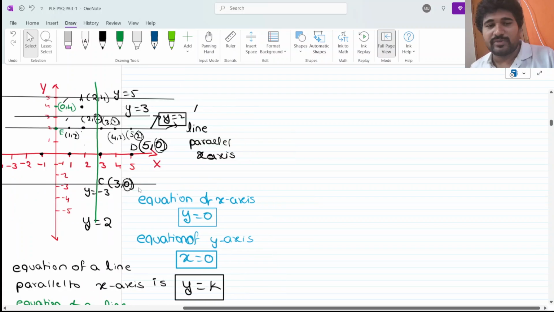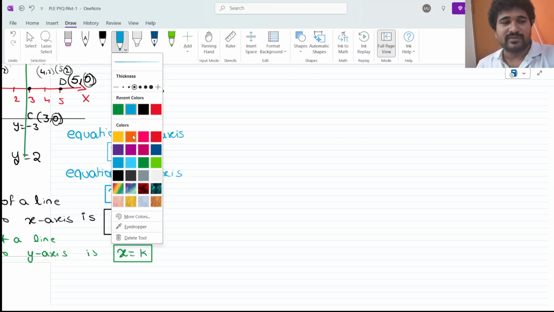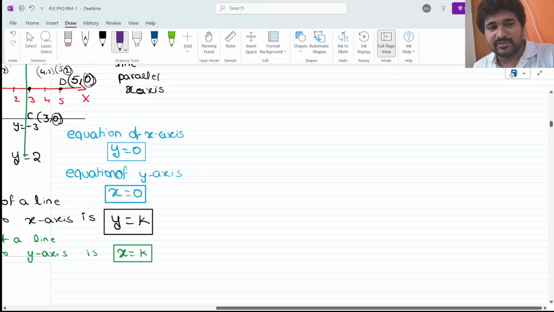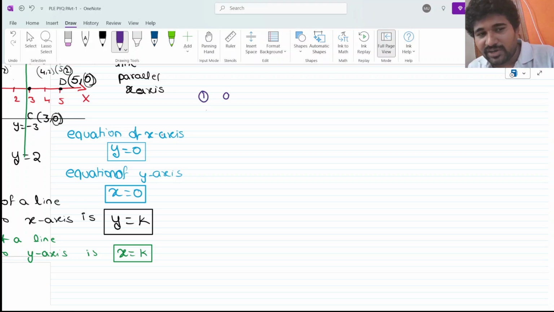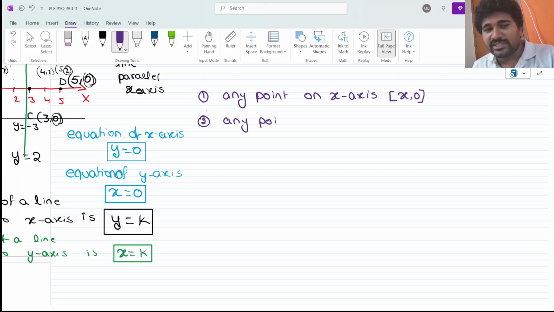So can you conclude finally? What can you conclude? Tell me the points. This is very important for your future. Okay, first point: any point on the x-axis, how will you represent that? It is x comma 0. Very good. Second point: any point on the y-axis is 0 comma y. Very good.